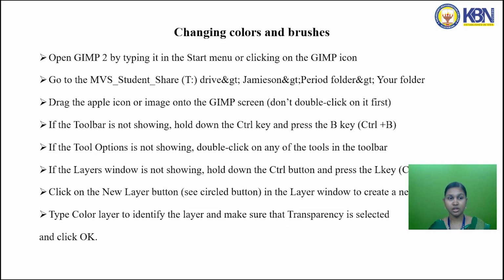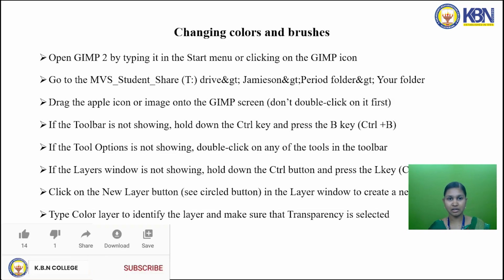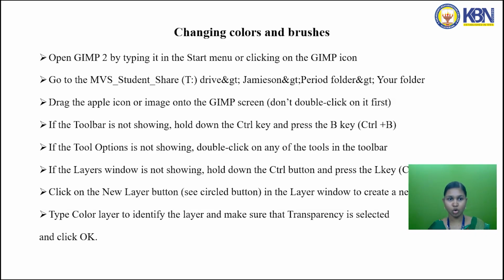The next one: in that image or shape, how to change colors and how to apply brushes in this software. In this GIMP software, you can drag the apple icon. In the toolbar you have to press Ctrl+B. If the tool options are not showing, then you have to press Ctrl+B. Then these options will show; double click on this toolbar. If the layers are not showing, then you have to press Ctrl+L.